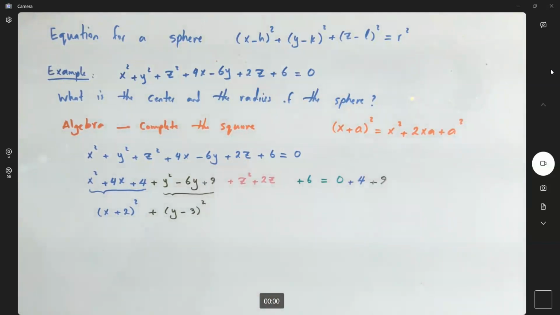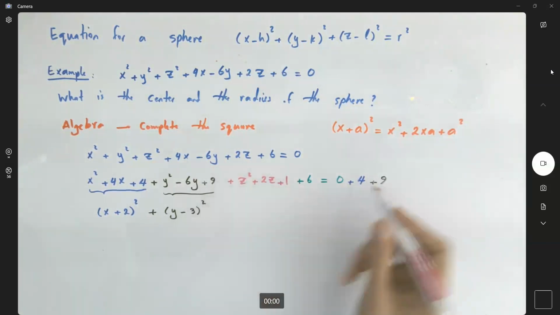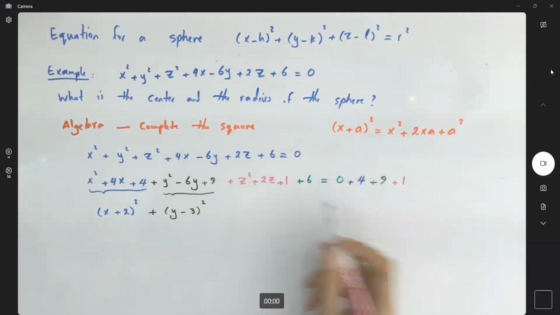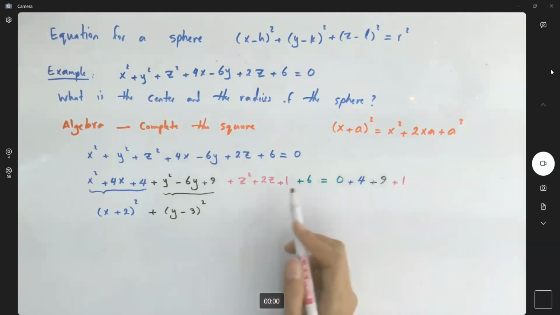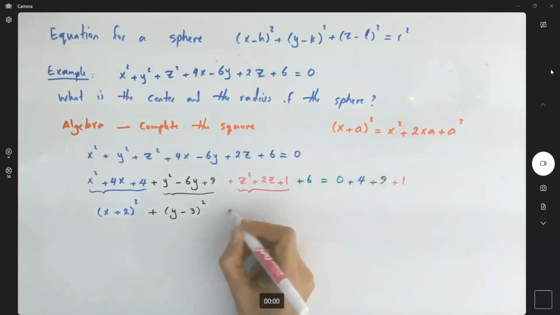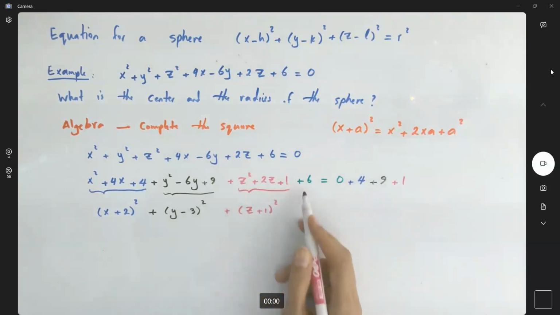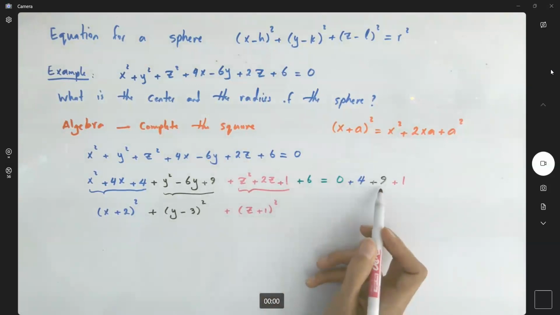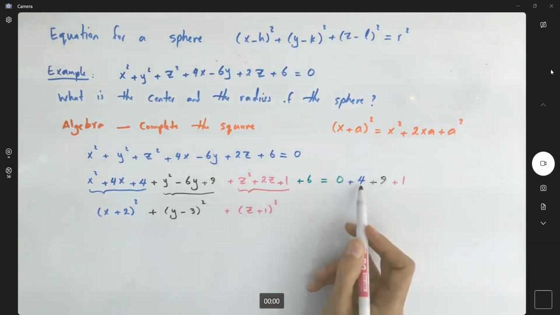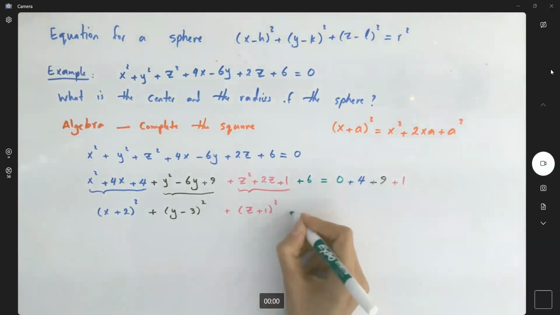And finally, for z, we need to add 1 to complete the square. So to balance the equation, we're going to add 1 to the left and to the right. These 3 terms together give us (z + 1)^2. We have a 6, and if we bring 6 to the other side, we're going to have 4 plus 3 plus 1, or just 8. On the right-hand side, we have an 8.